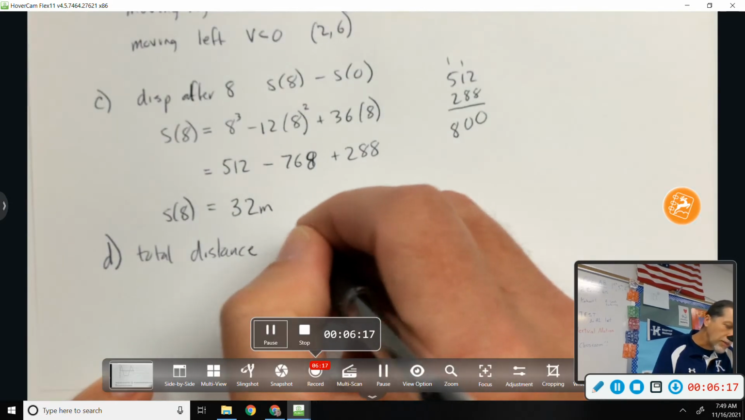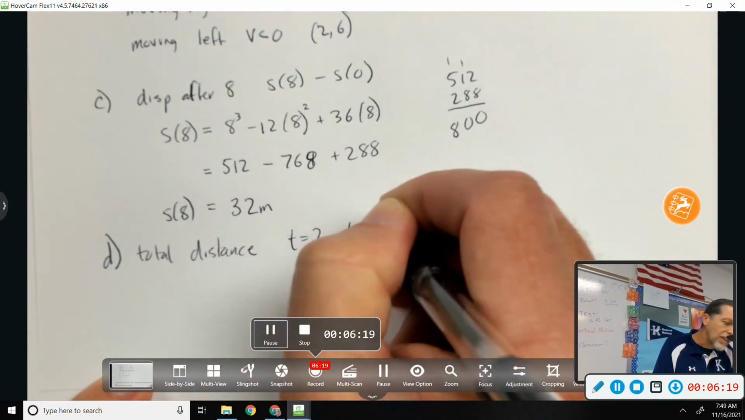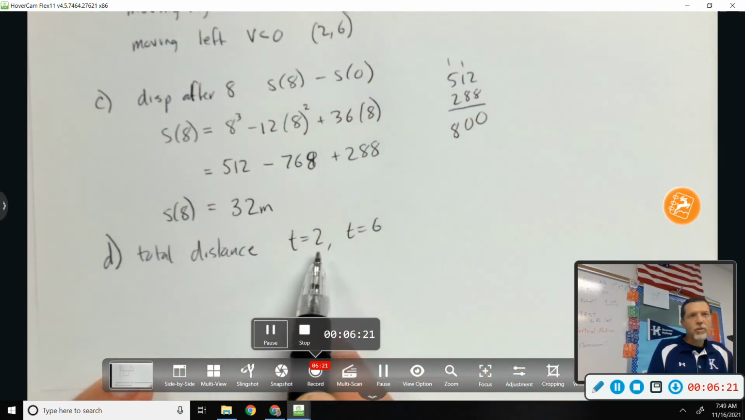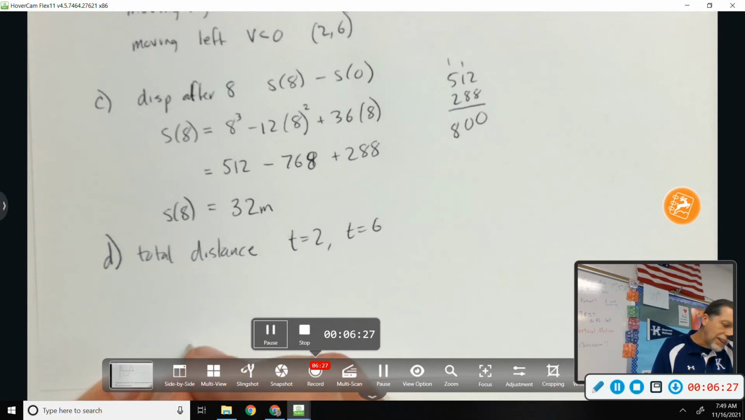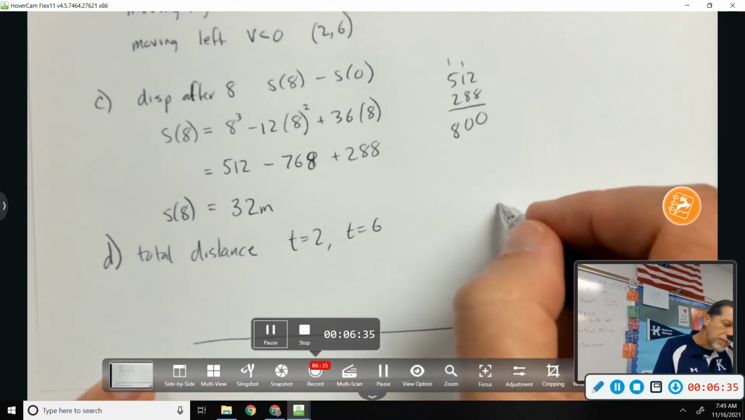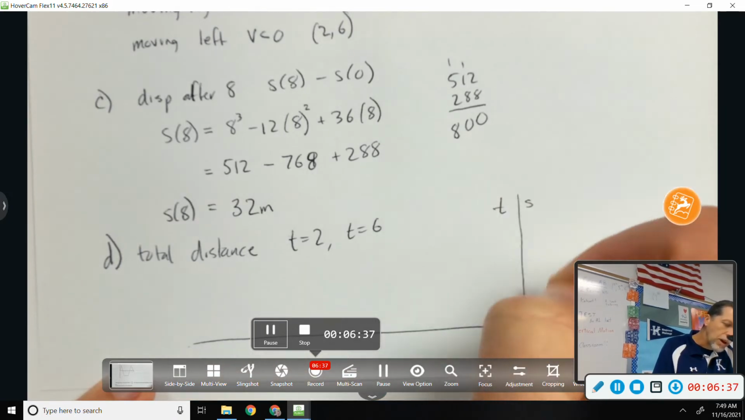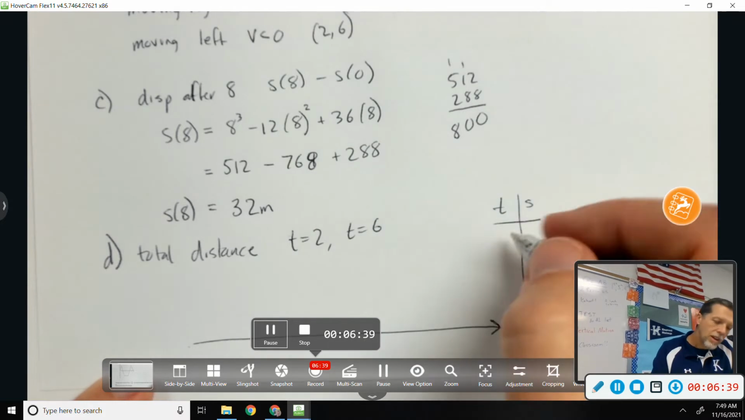You know that something's happening at 2 and 6. So you could get distance from 0 to 2, distance from 2 to 6, and distance from 6 to 8. That would be one way to do it. I think that maybe not easier because it might be longer, but I think a motion diagram will help me visualize what's going on.